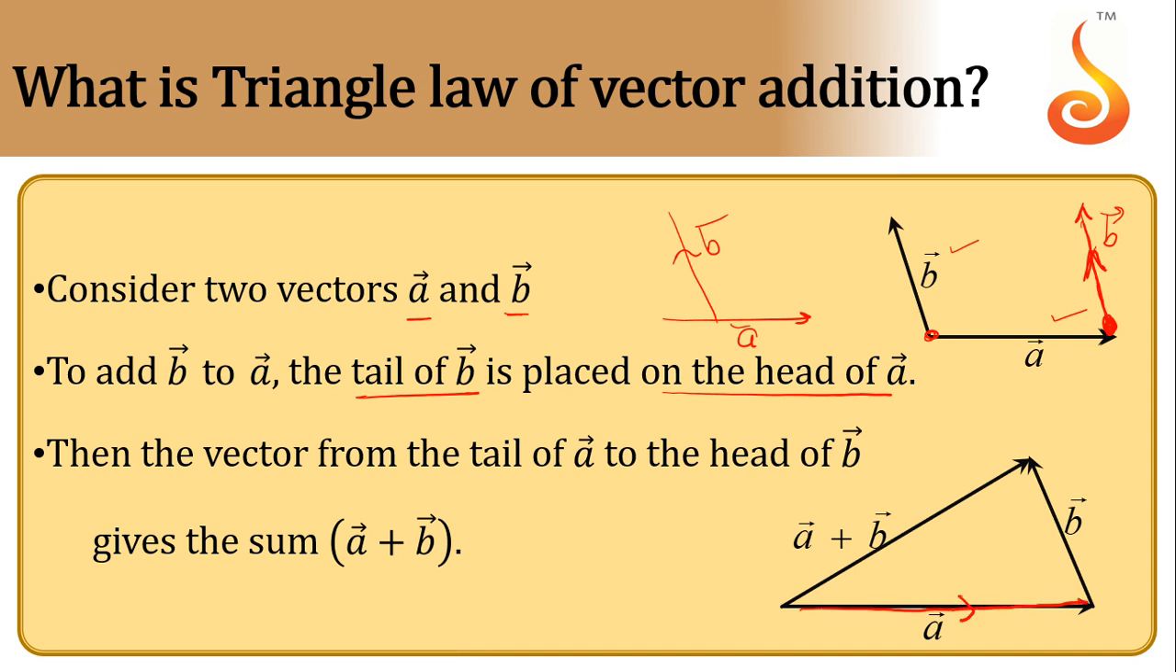This vector A, we have moved B parallel to itself until the tail of B sits on the head of A. Then the vector from the tail of A to the head of B gives us the resultant A plus B. So if the resultant is represented by R, then R is equal to A plus B, represented by the closing side of the triangle taken in the reverse order. That means from tail of the first vector to the head of the second vector.